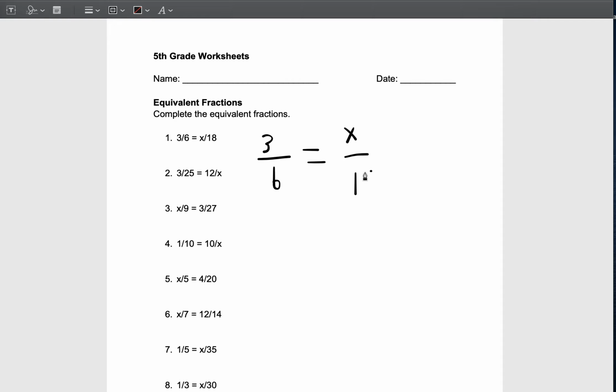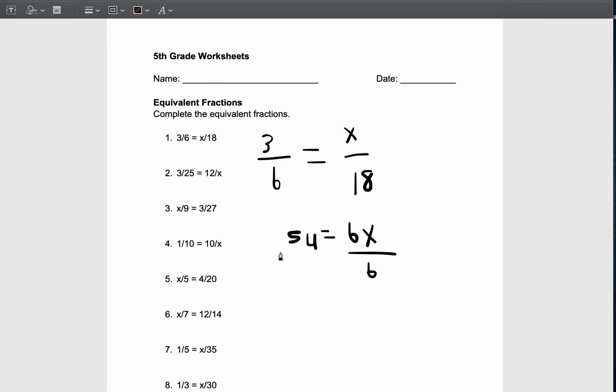Now in order to find x, it must be by itself. So we're going to cross multiply. 18 times 3, if you know how to multiply, is 54. So 54 equals 6 times x, which is 6x. Now when you find your x, there can't be anything next to it. So you have to do the opposite of what it says. Right now it's multiplying, so the opposite of multiplying is dividing.